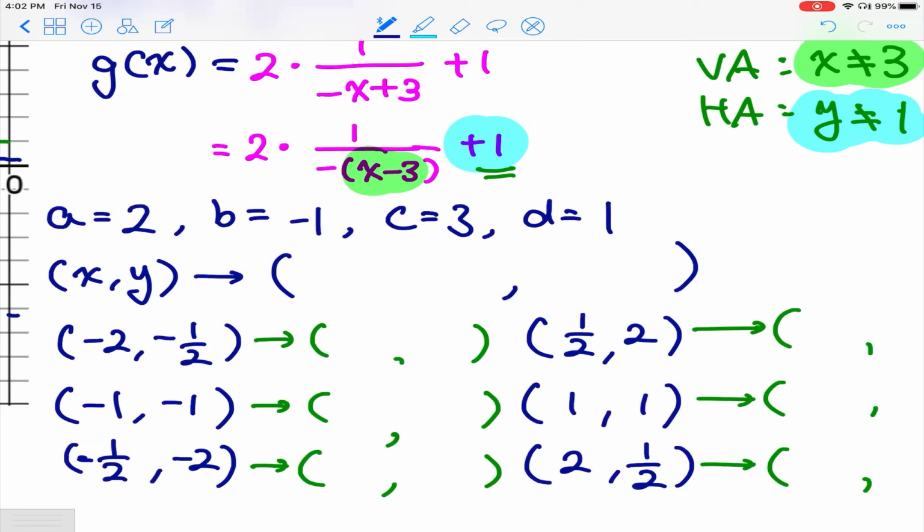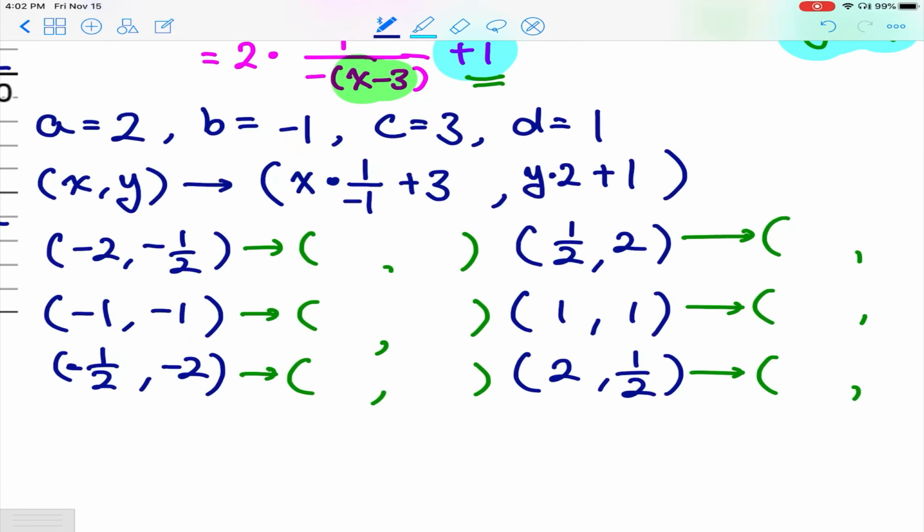Then the mapping method: x is going to be multiplied by 1 over b, so it is 1 over -1, and then plus c. Then the y value is going to be multiplied by the a value and then plus d. Then the rest is just a calculation by plugging the numbers in.